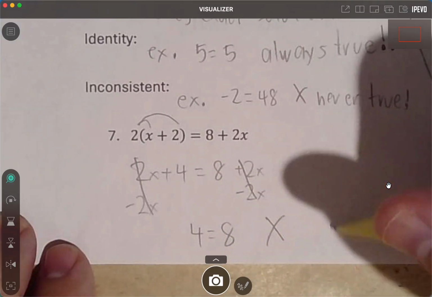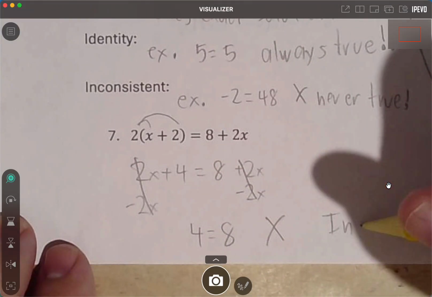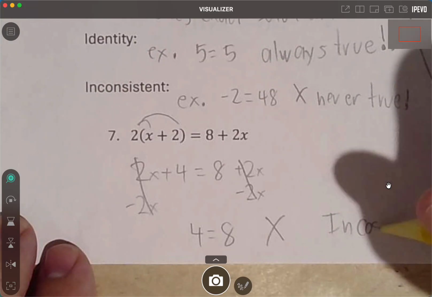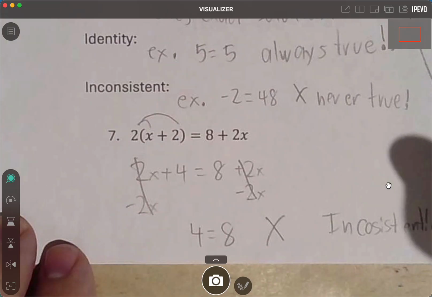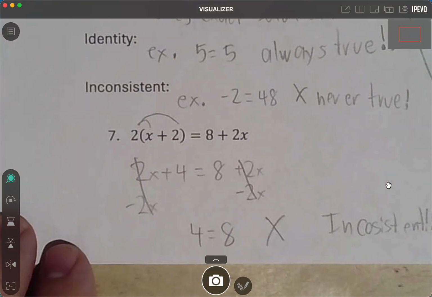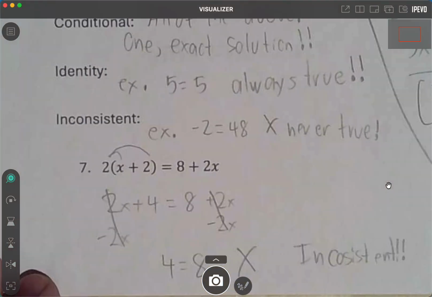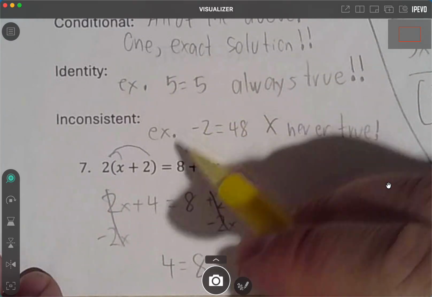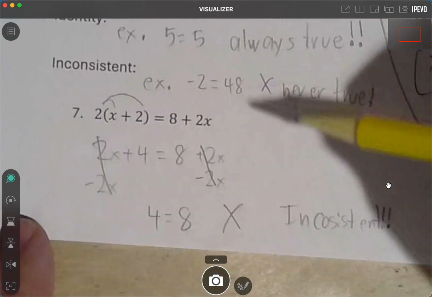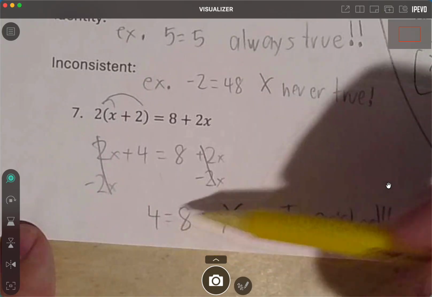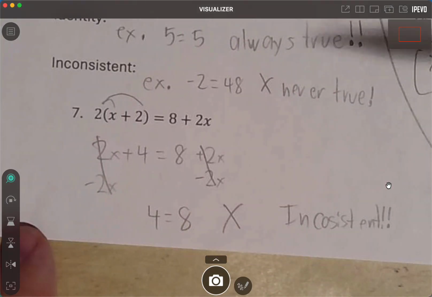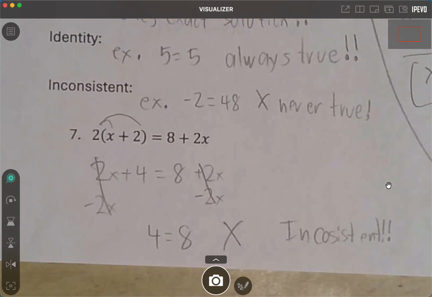Now that's never true, and so this was an example of an inconsistent equation. This equation is never true. There's no answer I can plug in to make this work, and I can see that because this equation again simplifies to 4 is 8, and we know that 4 is never 8, so this must not be true.